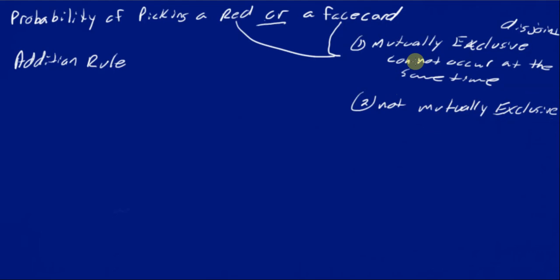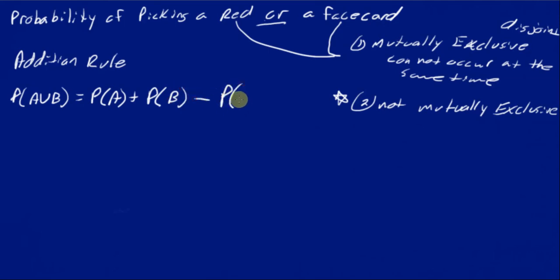So let's take a look at these two events. Can a card be a red card and a face card at the same time? The answer is obviously yes. So therefore, these two events are not mutually exclusive. So the formula for two events that are not mutually exclusive would be the probability of A or B is going to equal the probability of A plus the probability of B, and no matter which one you go to think about, you're going to be subtracting the probability of A and B at the same time.